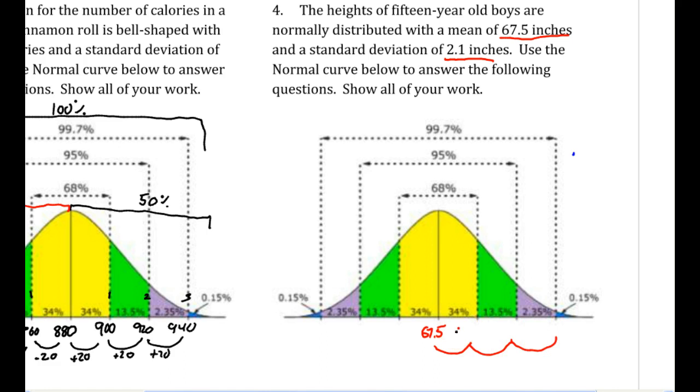So we're going to have 69.6. We're going to have 71.7. We're going to have 73.8. Okay. Then I'm also going to go down by 2.1 for my deviations below the mean. So we're going to go to 65.4, 63.3, and then 61.2.